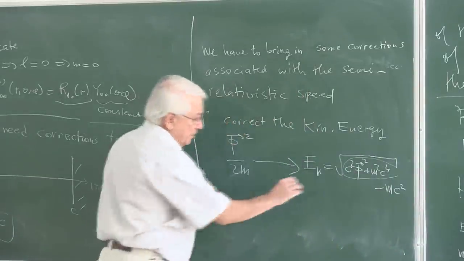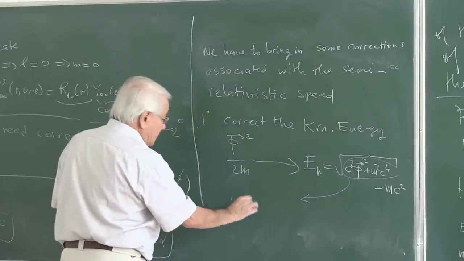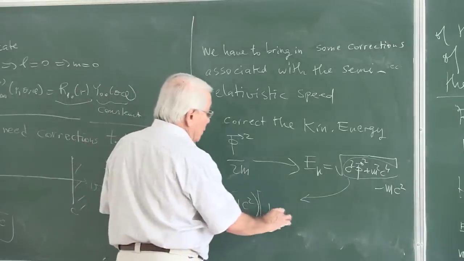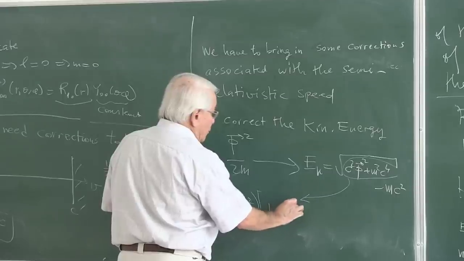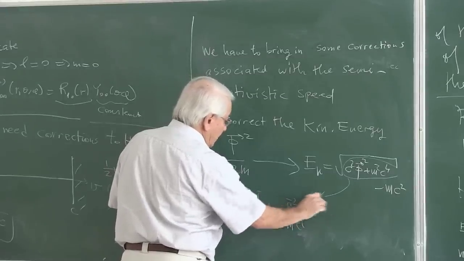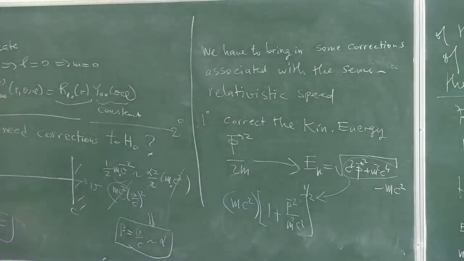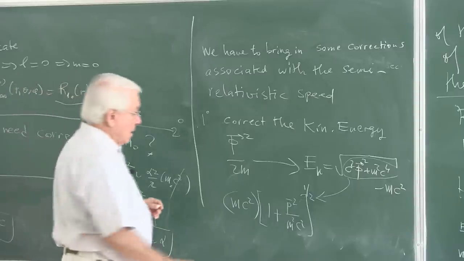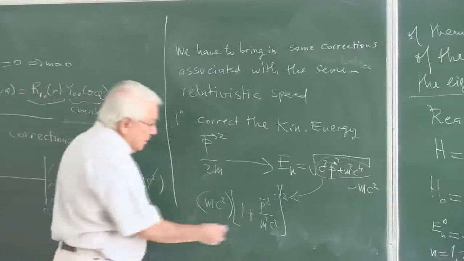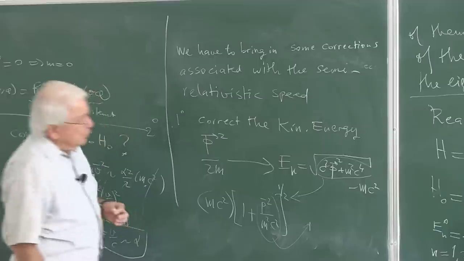Let me write it as follows. Let me take the mc squared term out of the square root. What is left over inside is 1 plus p squared divided by m squared c squared, and of course, these are under the square root sign. That is the expression inside. Well, the presence of mc squared is a reflection of the relativistic nature of this. But let me try to rewrite this in a slightly more recognizable form.